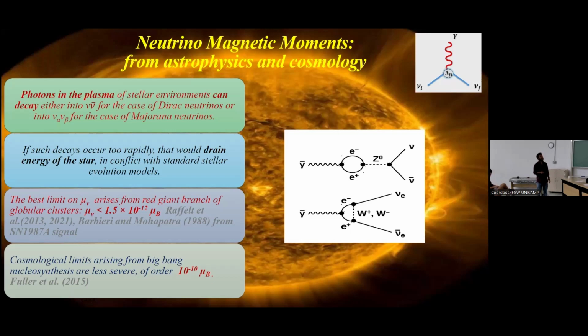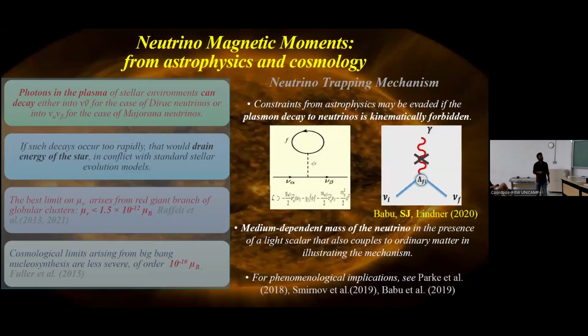If the neutrino also develops some medium-dependent mass, the decay is mathematically not possible. As simple as that, then the neutrino will be trapped. But there is some problem also.